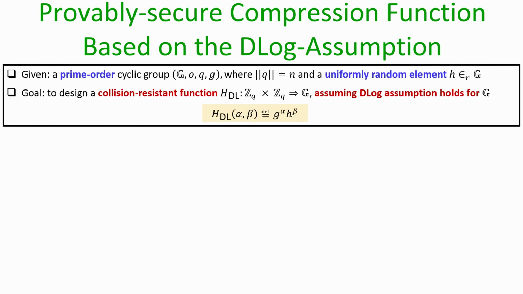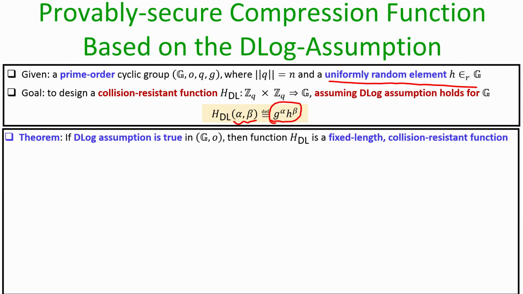Okay. So, the construction of the collision resistant compression function is as follows. As a setup, we are given a uniformly random element h, and to compress the input pair (alpha, beta) as per this function H_dl, we compute the value g to the power alpha times h to the power beta; that is the overall output. And I claim here that if the discrete log assumption is true in the underlying group G, that means if the discrete log problem is indeed difficult to solve in polynomial time in the underlying group G, then this function H_dl is a fixed length collision resistant function. Why so?